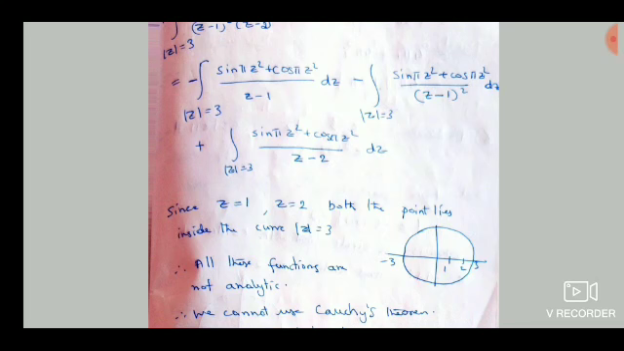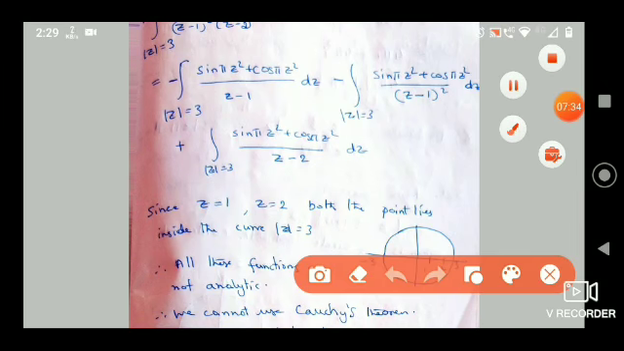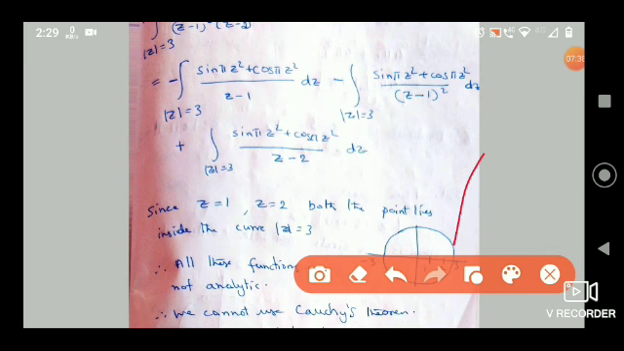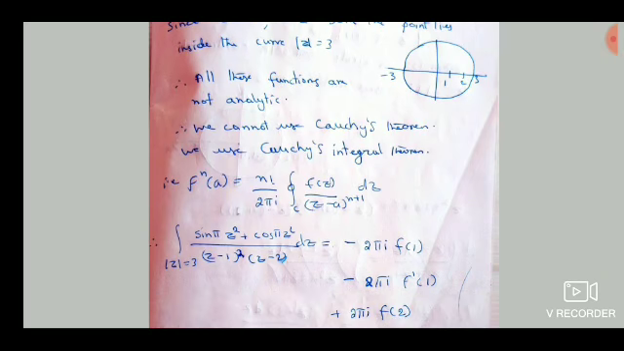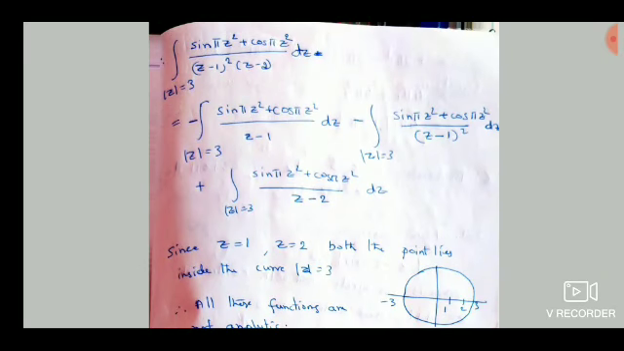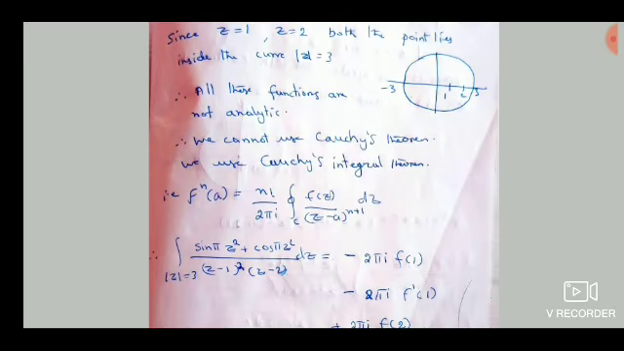Both the point 1 and 2 belong inside the circle. You can just check here, right? Both belong inside. So all these terms, first one, second one, third one, are not analytic, so we cannot use Cauchy's theorem. We are going to use Cauchy's integral formula. Okay, I just wrote theorem. Usually we write Cauchy's integral formula, not theorem.